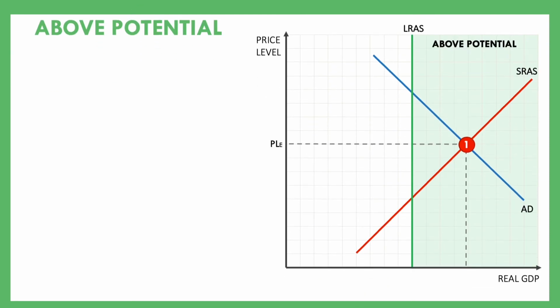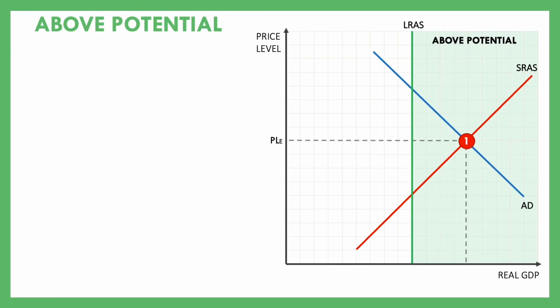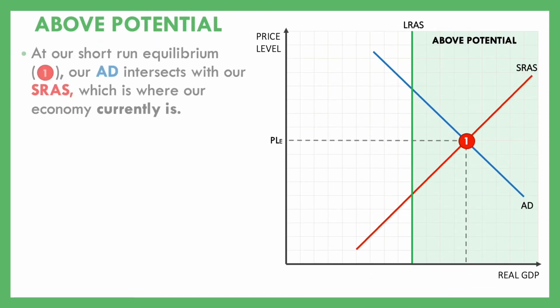But what about the other direction? What if we're above our potential? What we see again is that our short run equilibrium, point number 1, the intersection of our aggregate demand curve with our short run aggregate supply, is where we're currently operating.